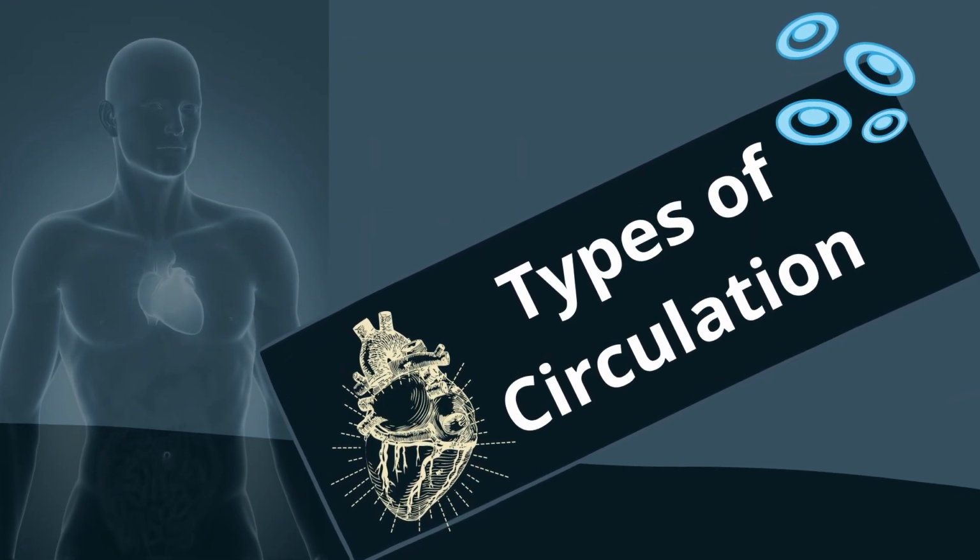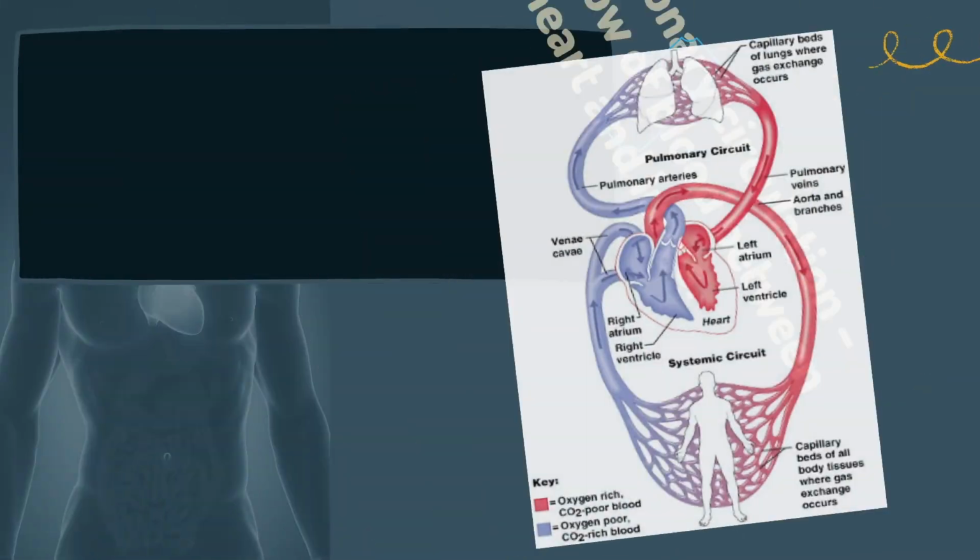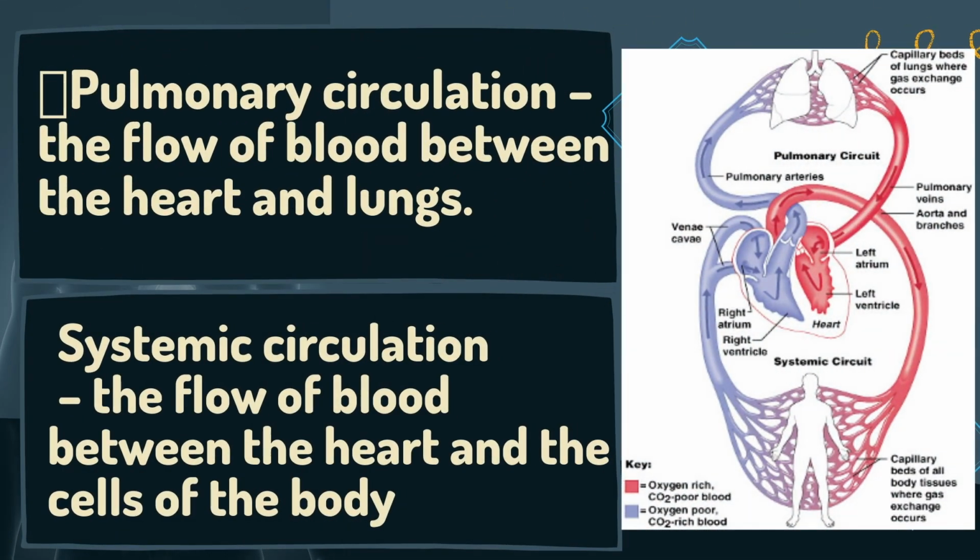There are 2 types of circulation in the human body. We have the pulmonary circulation and systemic circulation. In pulmonary circulation, blood flows between the heart and the lungs. Systemic circulation involves the flow of blood between the heart and the different cells of the body.